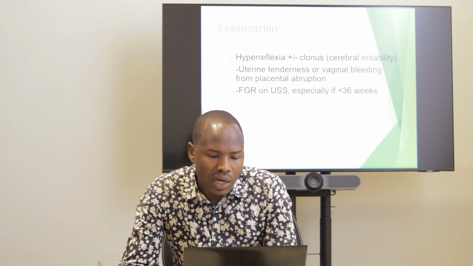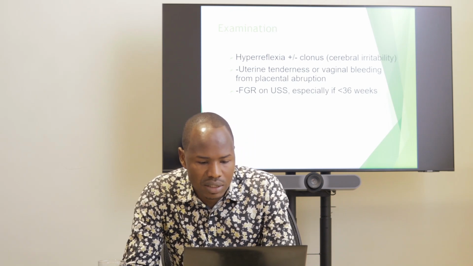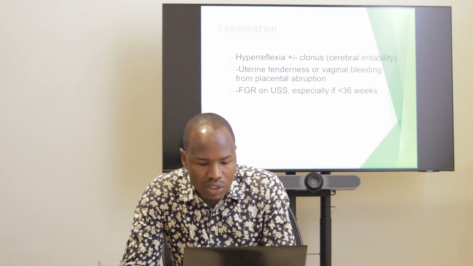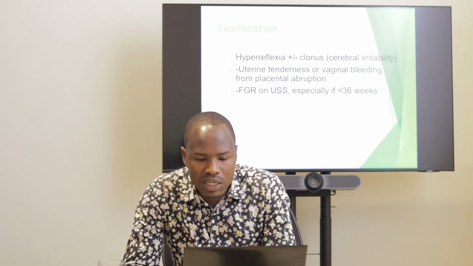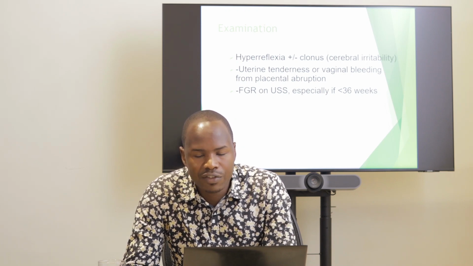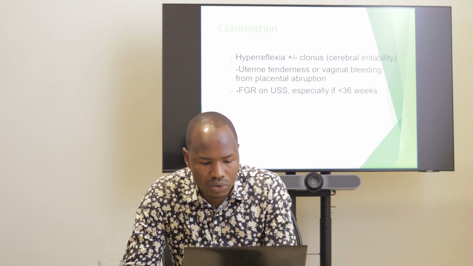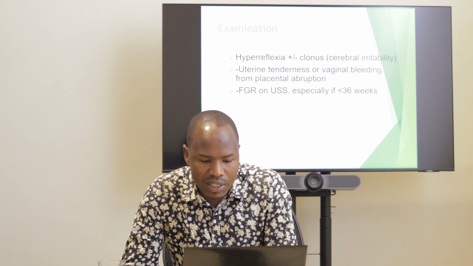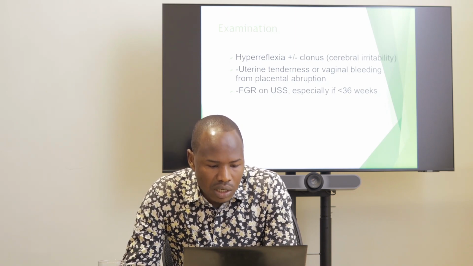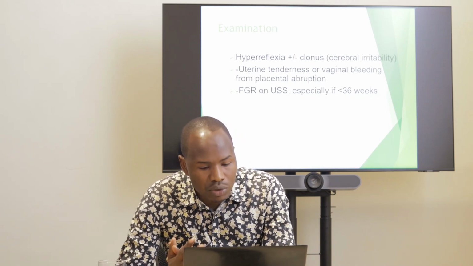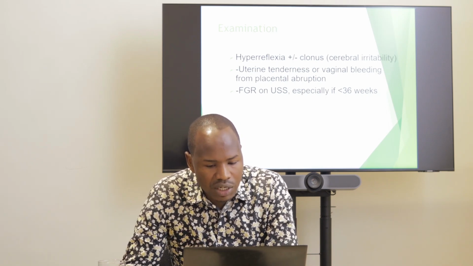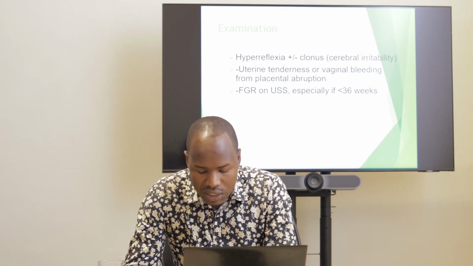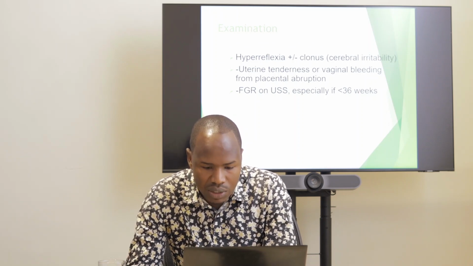There is also hyperreflexia plus, with or without clonus. This means there is cerebral irritability. It means there is an effect of that high blood pressure on the brain. There is uterine tenderness or vaginal bleeding from placental abruption. There is also fetal growth restriction on abdominal ultrasound, especially if the baby is less than 36 weeks.